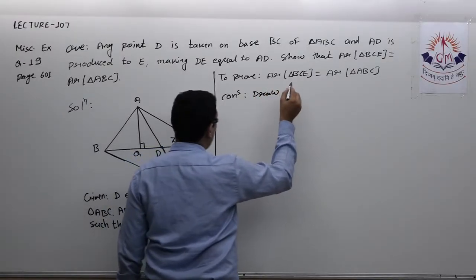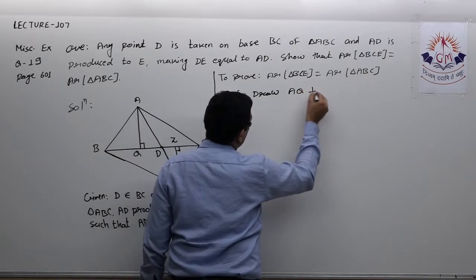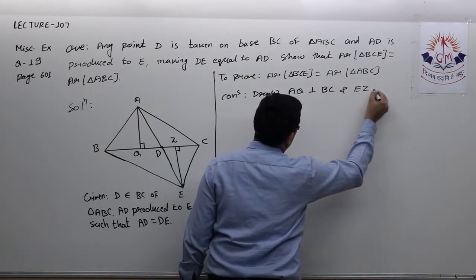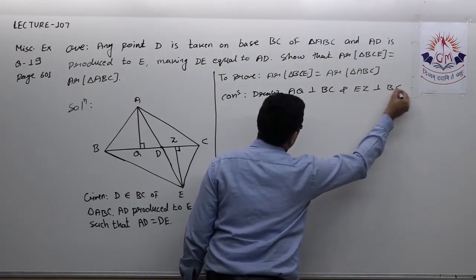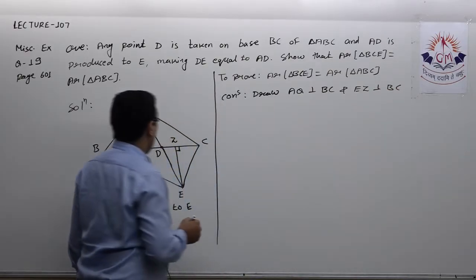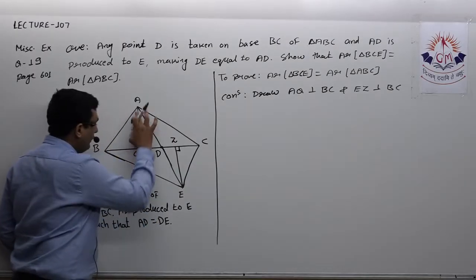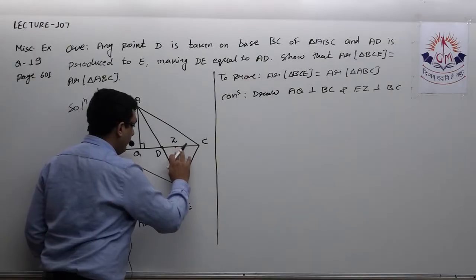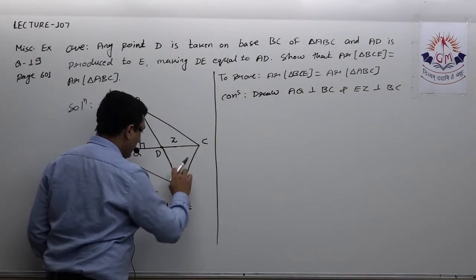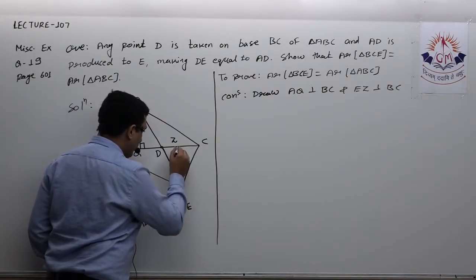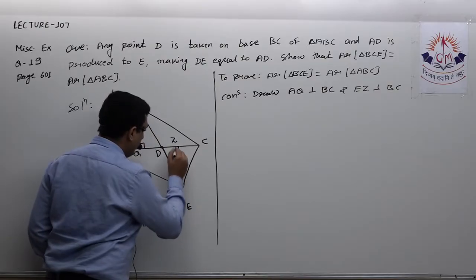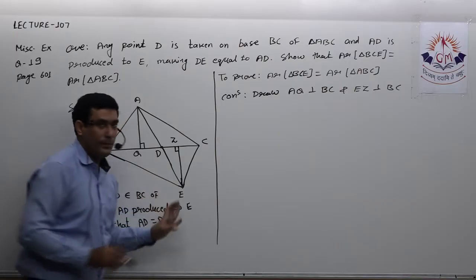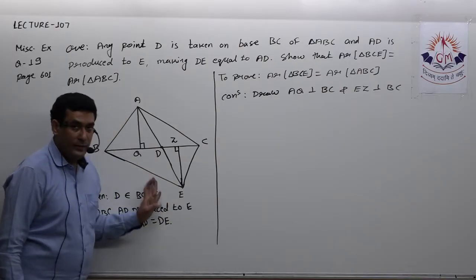Draw AQ perpendicular to BC and EZ perpendicular to BC. Now to prove AQ equal to EZ, I have to take the help of concepts of congruency. If I am able to prove that these two triangles are congruent, I can say AQ equal to EZ by CPCT. So again we need the congruency.